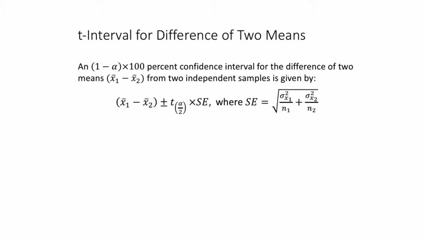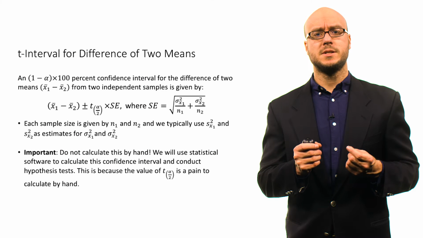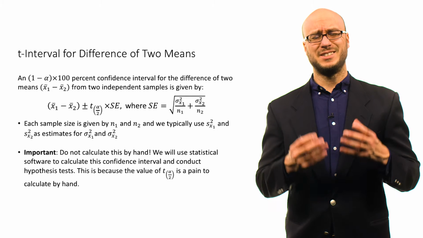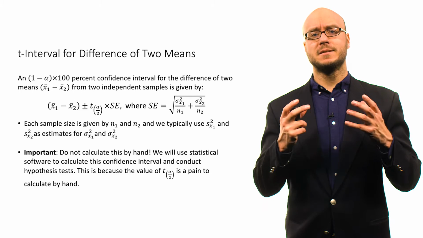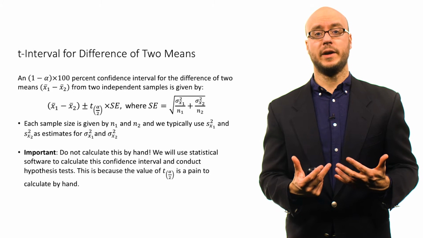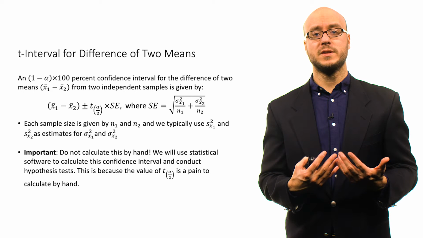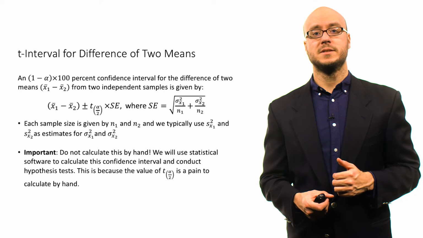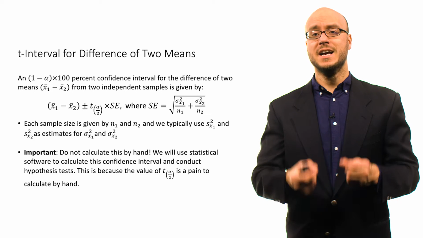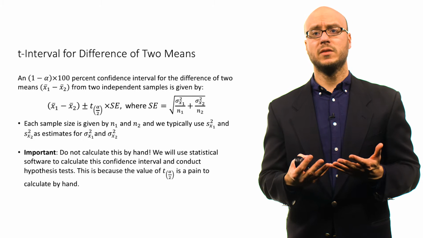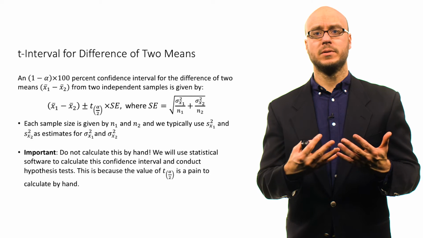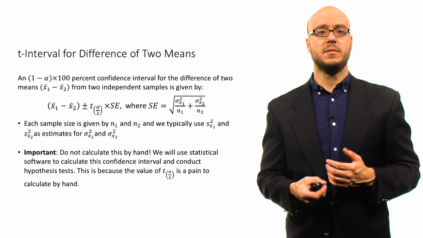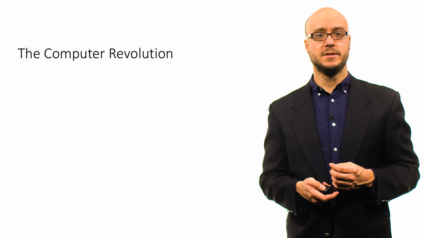The key point here that we want to emphasize is don't calculate this by hand. We're going to use statistical software to calculate this confidence interval and conduct hypothesis tests. The reason for this is that the value of t alpha divided by 2, it's really a pain to calculate by hand. It's important that you understand substantively, however, what's going on. It's similar to what we've been doing before in the sense that you have a point estimate plus or minus t alpha divided by 2 times the standard error. The standard error is a little bit different, but intuitively, it's really just adding up these two variances and dividing by their respective sample sizes.